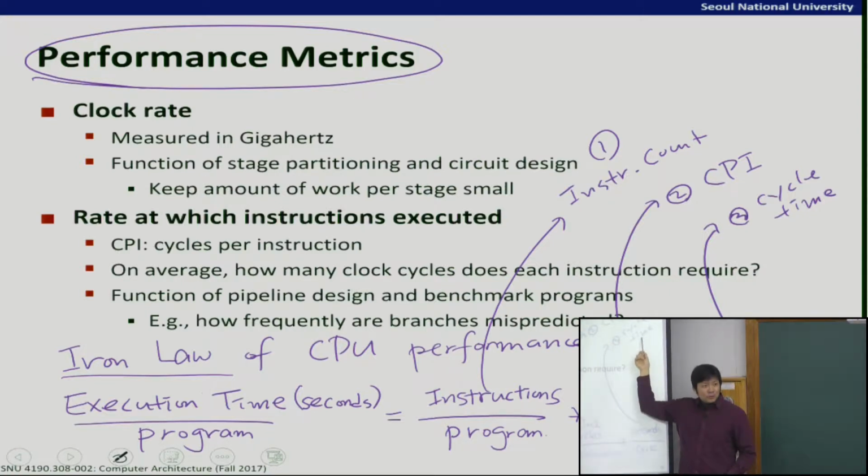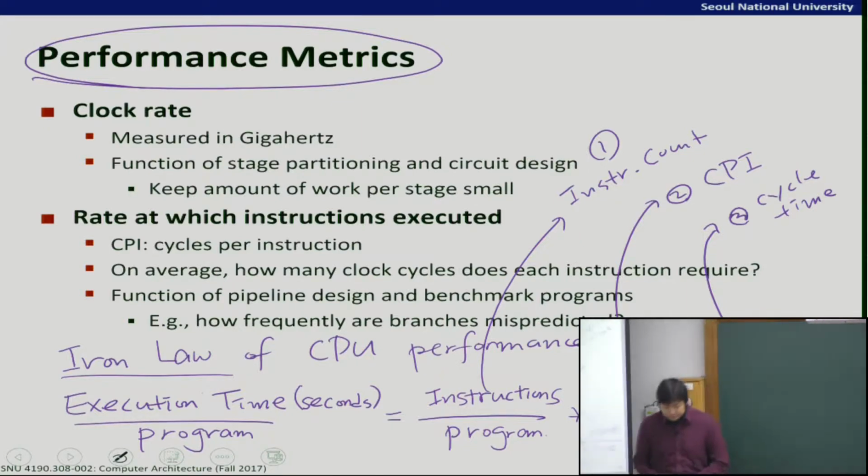Finally, what will be the last way? The third way is to increase the clock rate, right? So a 1 gigahertz processor has a cycle time of 1 nanosecond, right? But if you run the same program on a 2 gigahertz processor, you're only going to have half of the original cycle time, 0.5 nanosecond. So this will definitely reduce the overall execution time, right?